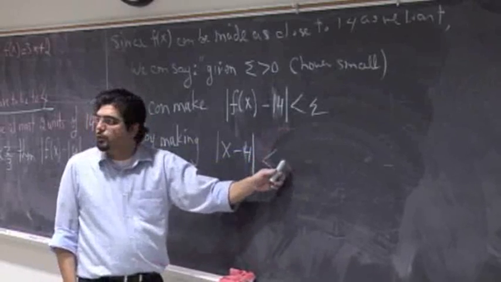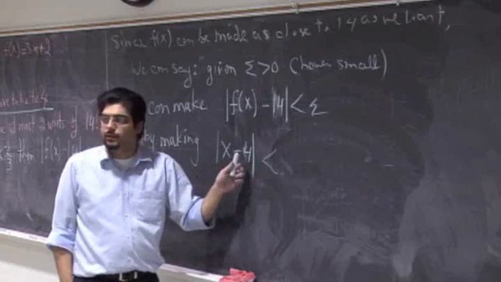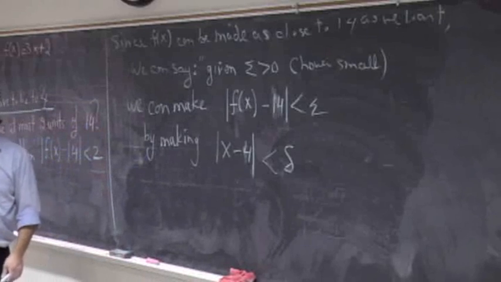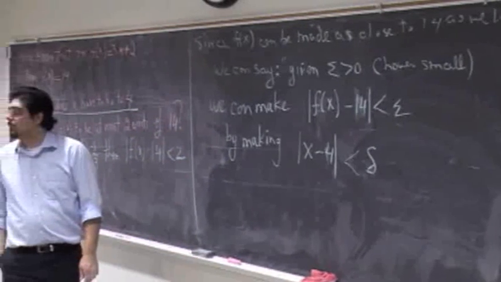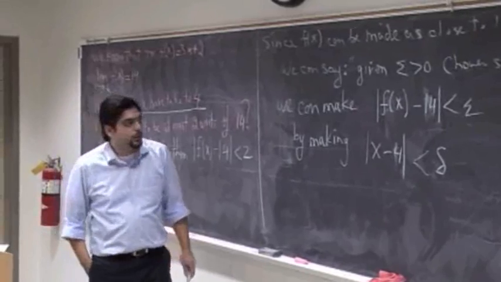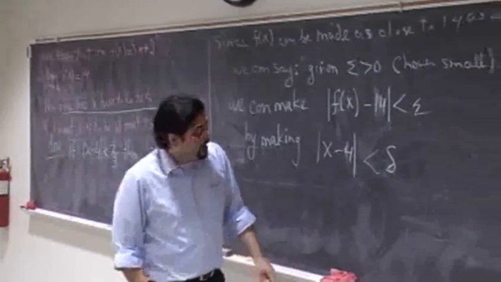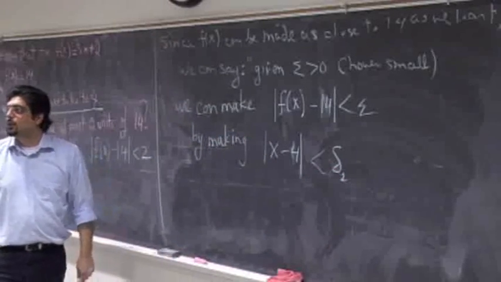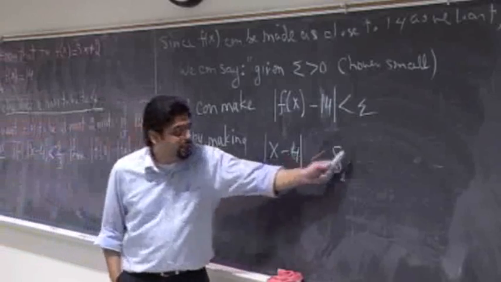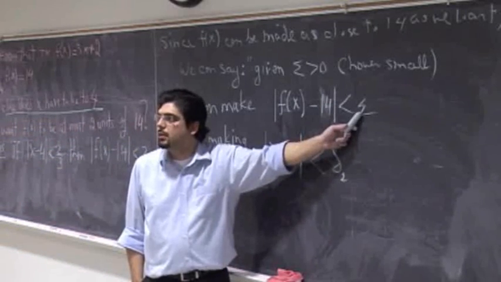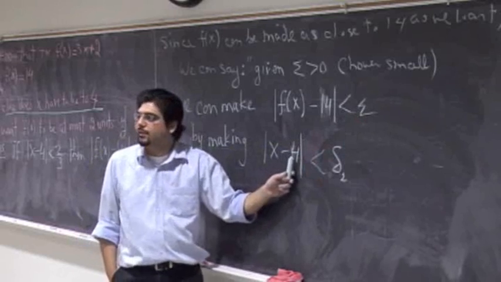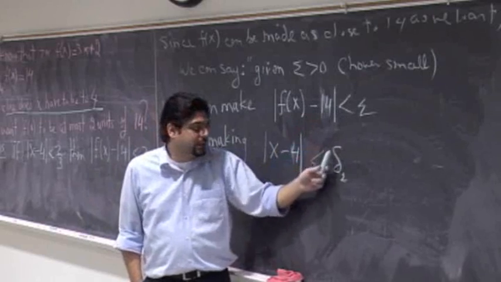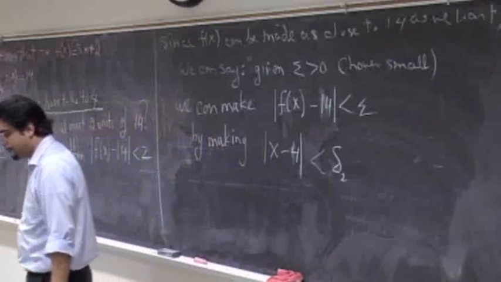The symbol we use to represent how close x is to 4 is the Greek letter delta. So the absolute value of x minus 4 is less than delta. Some books put a little subscript of epsilon here to indicate that this number depends on this, right? For me to control x good enough, I need to know how good I want y to be, right? So some books write delta sub epsilon.